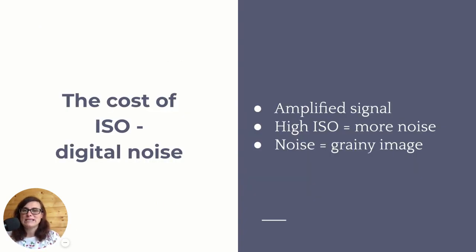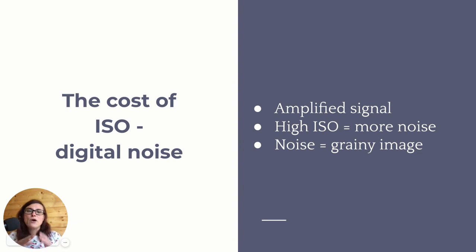So you might say, if increasing my ISO and using a high ISO number will increase my exposure, why don't I always shoot at ISO 3200, for example? You should always aim to shoot at the lowest possible ISO, because shooting at a high ISO has a cost, and the cost is basically digital noise or grain.